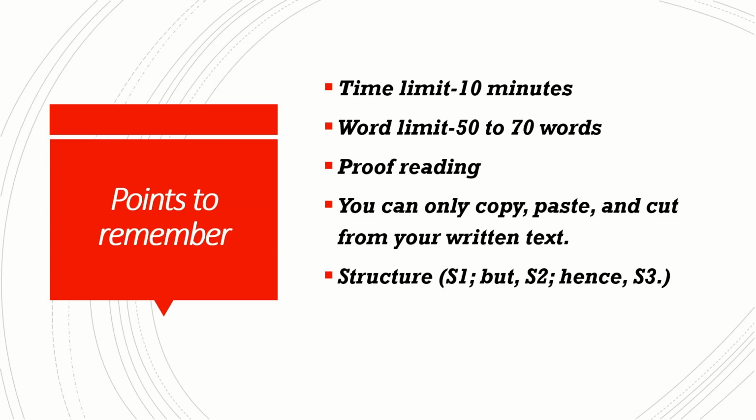Next is proofreading. Proofreading is very important. You will complete the summary within 7 to 8 minutes, but after the 8 minutes, read that summary in your own words. You can read aloud, because when you read aloud, you can check your mistakes, especially spelling mistakes and grammar mistakes. Mostly students make mistakes during the summarized written text, and if you make spelling or grammar mistakes, then you can lose your points for spelling as well as grammar.